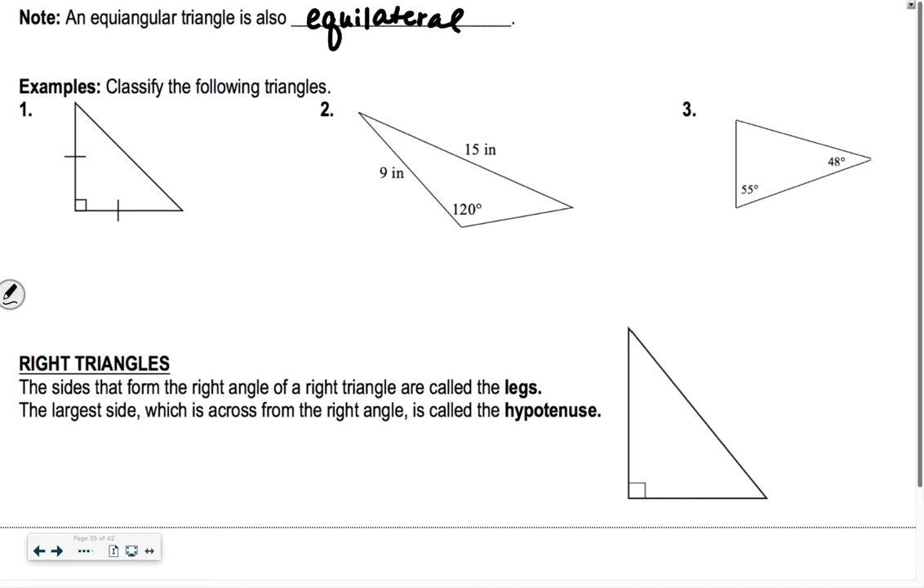All right, so we're going to classify the following triangles. We always have at least 2 classifications. One of those classifications has to deal with the angles, and one has to deal with the sides. Sometimes we can have more than that, as you'll see in one of these. So in this first one, let's talk about the sides first. Do I have no sides congruent, 2 sides congruent, 3 sides congruent? I have 2. How do I know for sure that that third one's not congruent?